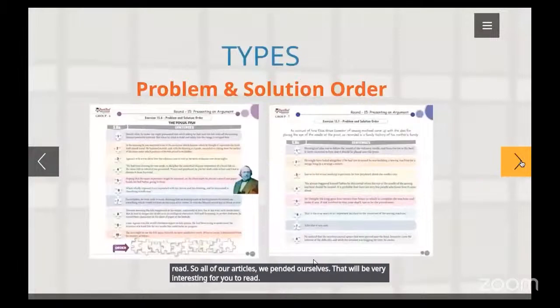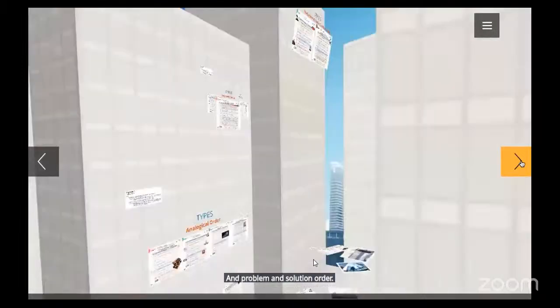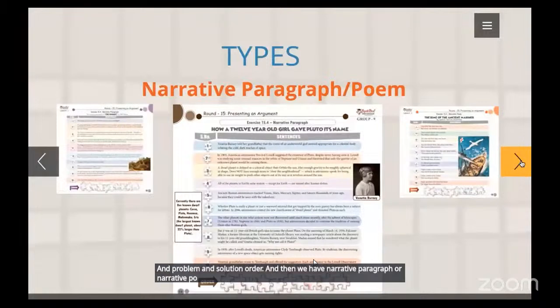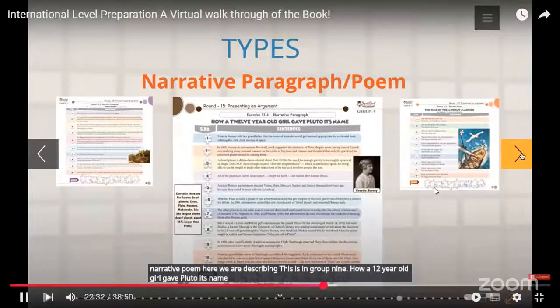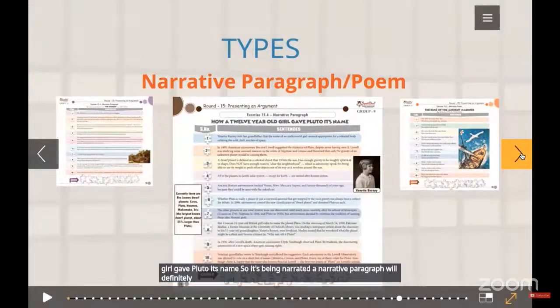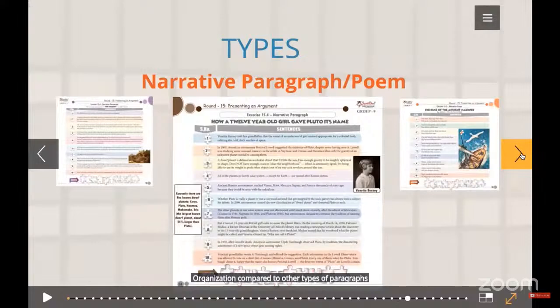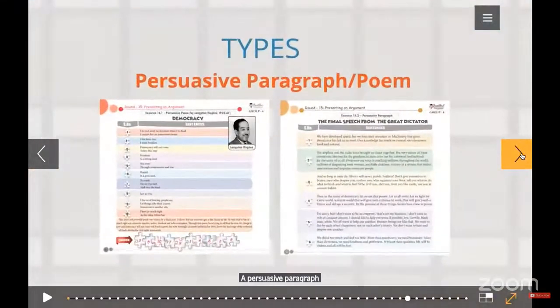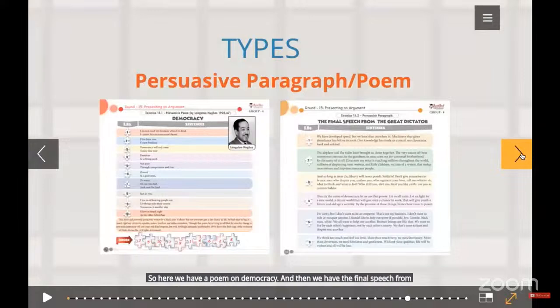And problem and solution order. And then we have narrative paragraph or a narrative poem. Here we are describing, this is in group 9, how a 12-year-old girl gave Pluto its name. So it's being narrated to you. A narrative paragraph will definitely have a different organization compared to other types of paragraphs, right? It's more like you're listening to a story. A persuasive paragraph will make you want to act based on what you're listening. So here we have a poem on democracy, and then we have the final speech from the movie The Great Dictator.